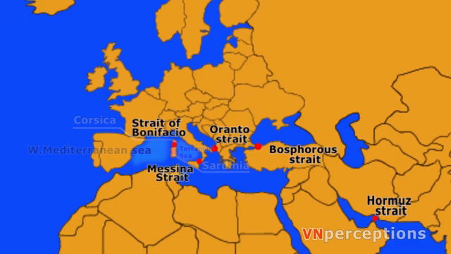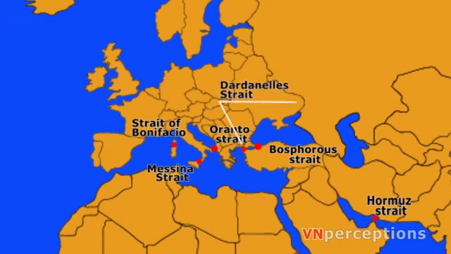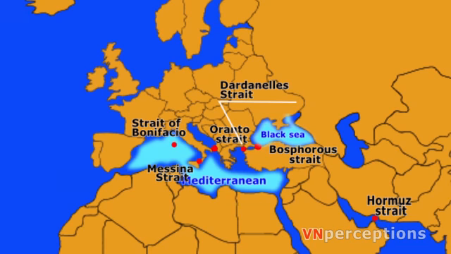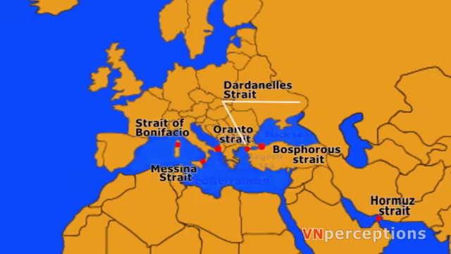Next one, the Dardanelles Strait. It is a vital transportation bridge between the Black Sea and the Mediterranean Sea. It is a narrow channel of water that connects the Aegean Sea to the Sea of Marmara. It separates Asian Turkey from European Turkey, that is Thrace. So, it also separates the two continents, that is Africa and Europe.